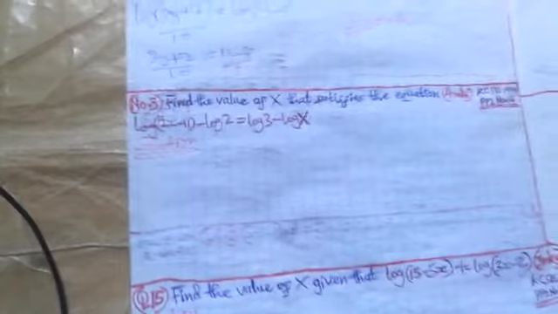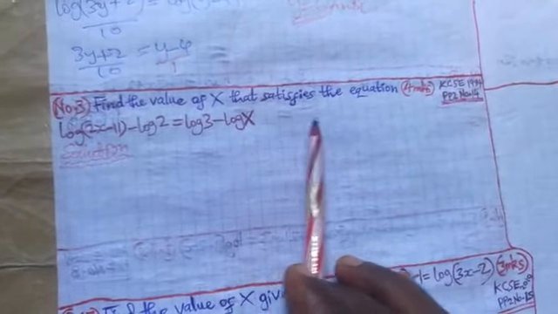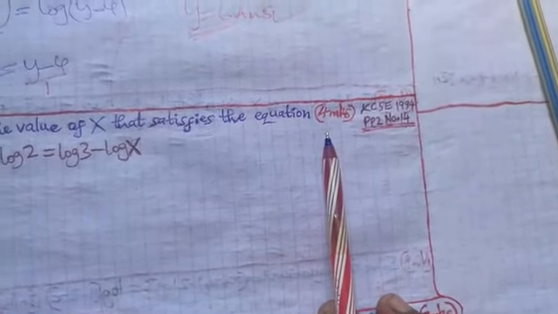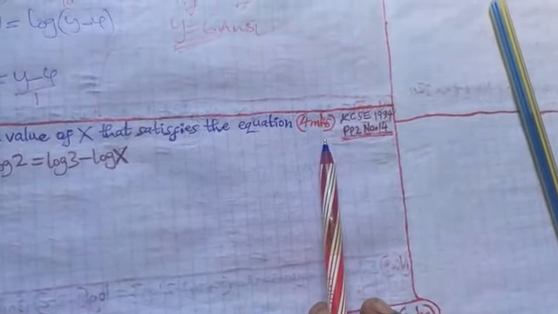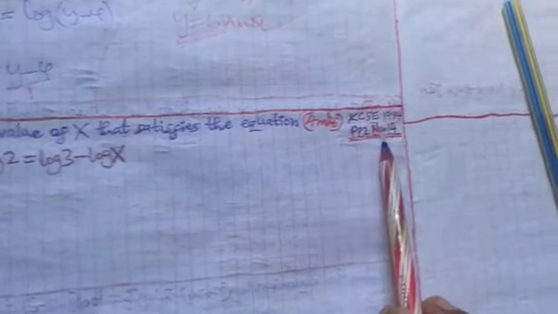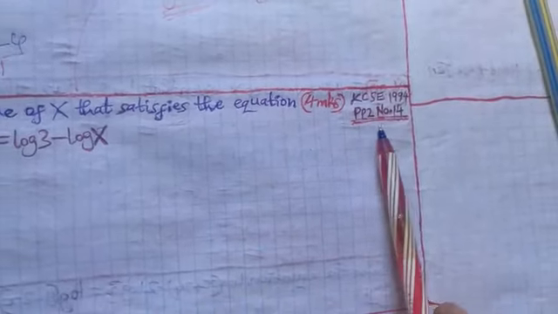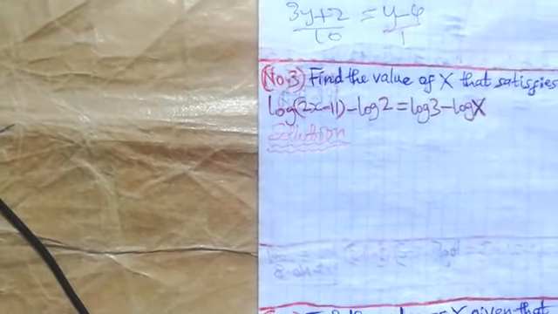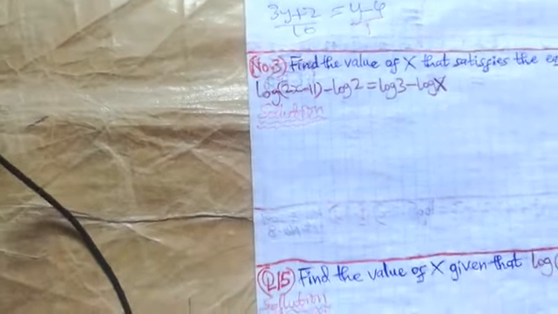We are going to solve question number 3. Question number 3 states: find the value of x that satisfies the equation. 4 marks. This was KCSE 1994, paper 2, question number 14. Log of 2x minus 11 minus 2 minus log 2 is equal to log 3 minus log x. Okay, this is question number 3.